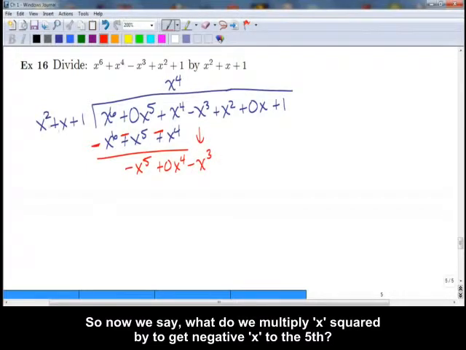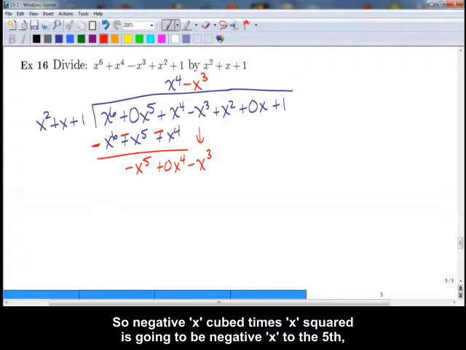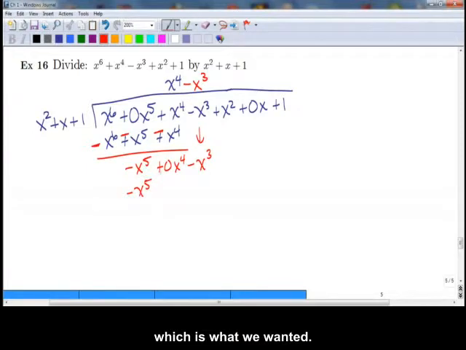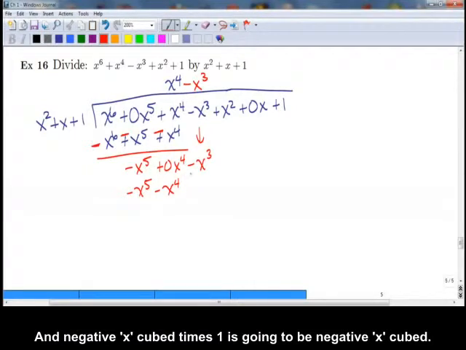So now we say, what do we multiply x squared by to get negative x to the 5th? We get negative x cubed. So negative x cubed times x squared is going to be negative x to the 5th, which is what we wanted. Negative x cubed times x is going to be negative x to the 4th. And negative x cubed times 1 is going to be negative x cubed.